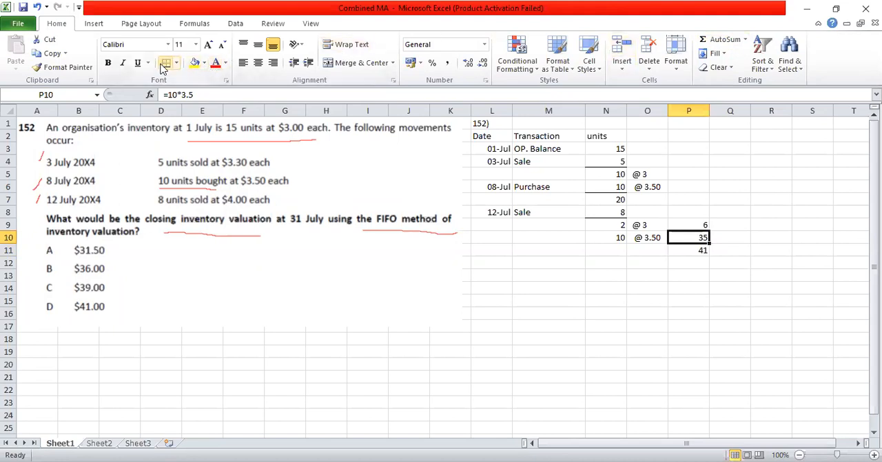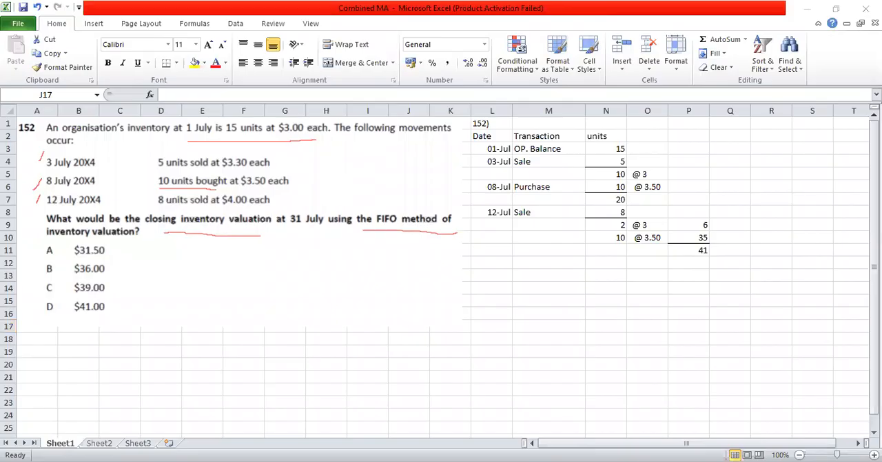This is a simplified version of how it is presented. But if a question asks us to prepare the stores ledger account, we will see what that is. But otherwise, the logic is whatever comes in first, first in, first out, whatever comes in first has to be issued out first. So that is the logic based on which we have worked it out.